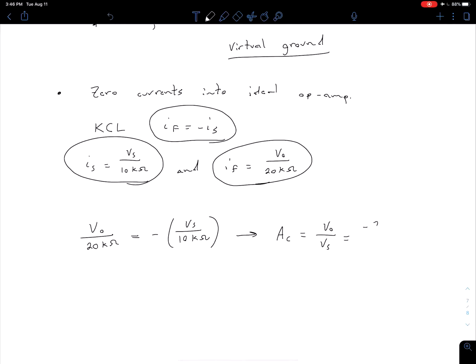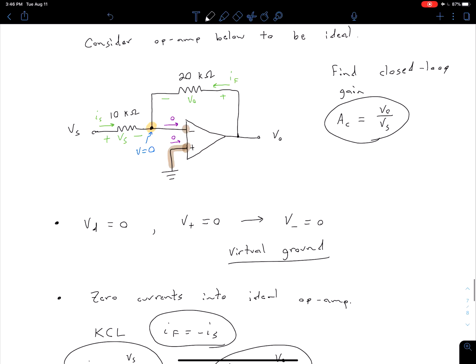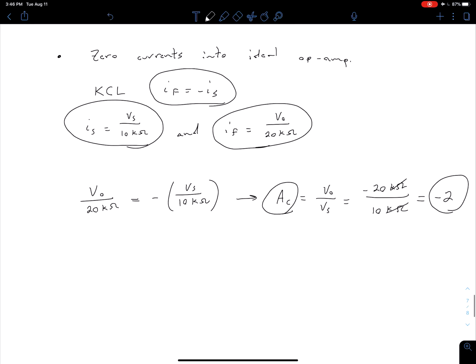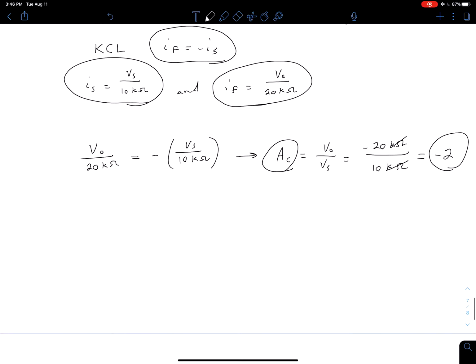And we find that that is equal to negative 20K ohms divided by 10K ohms. And so, of course, our K ohms are going to cancel out, so we just get a dimensionless value of negative 2. So that would be our answer for this problem, a closed loop gain of negative 2. Something we're going to touch on a little more later: because this VS was connected to our inverting input, our gain is going to invert that input, such that our output is basically 180 degrees out of phase.